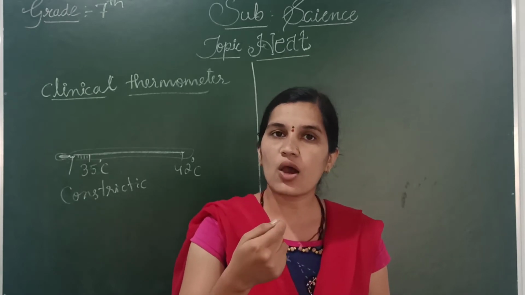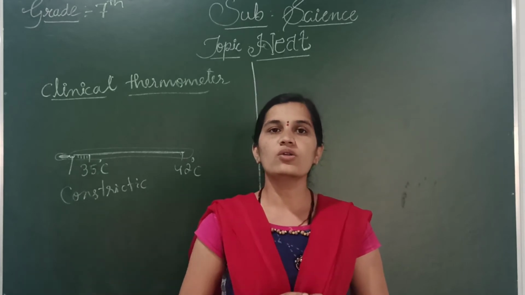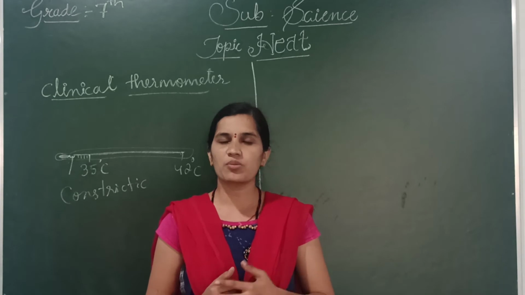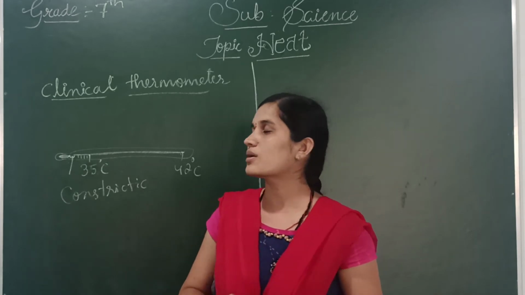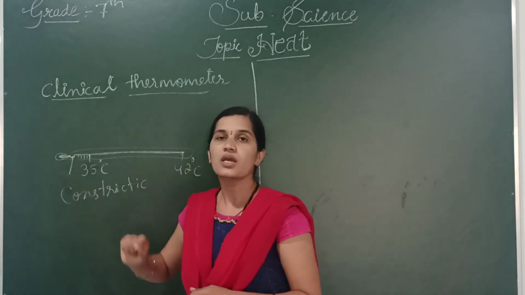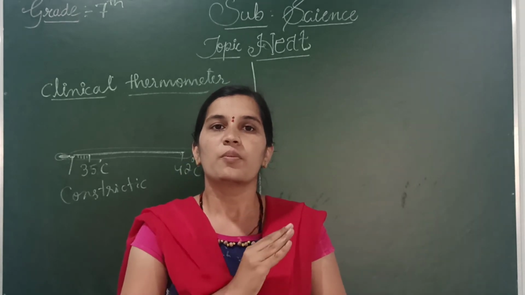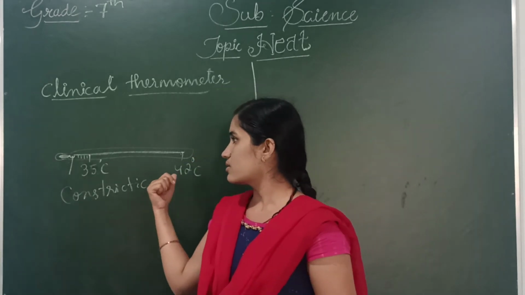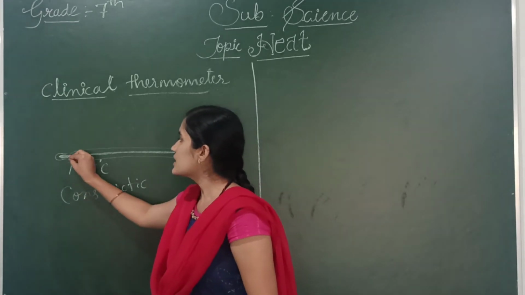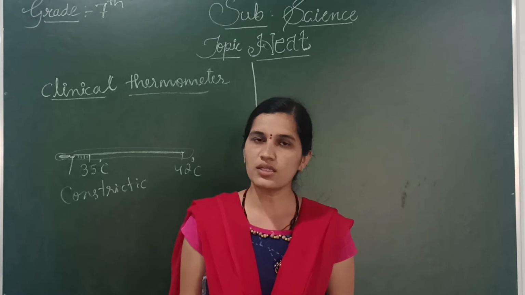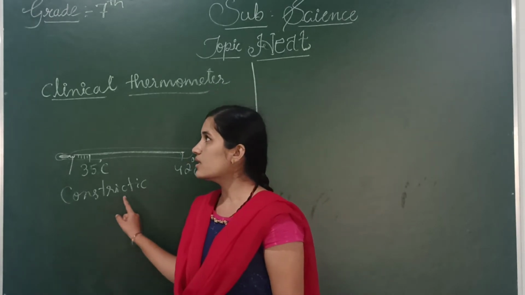While taking it out, it comes in contact with the environment. If the mercury falls down, we cannot measure the exact temperature of a person suffering from fever. So for that purpose they have made this bend, the constriction, which stops the backward flow of mercury in the thermometer. These are the three very important points for the clinical thermometer.